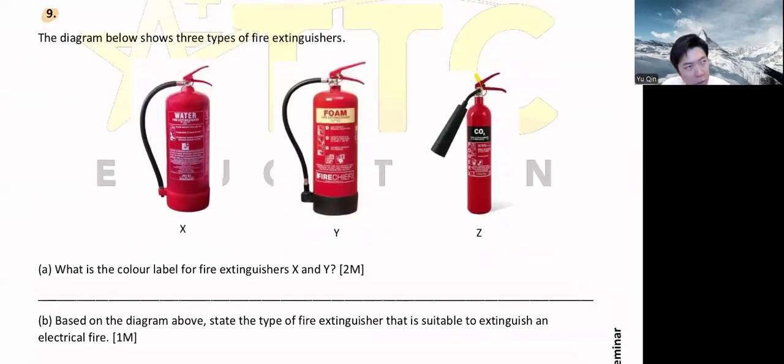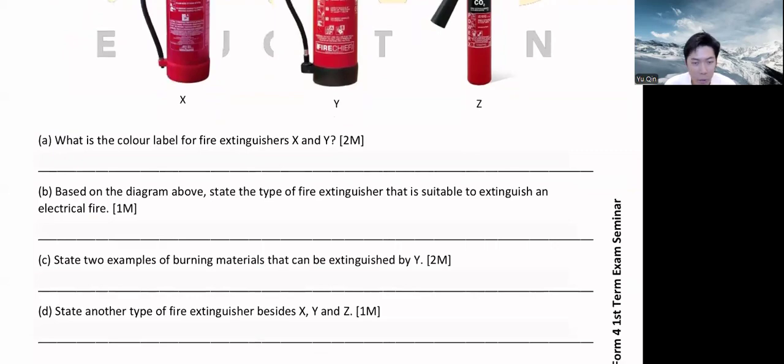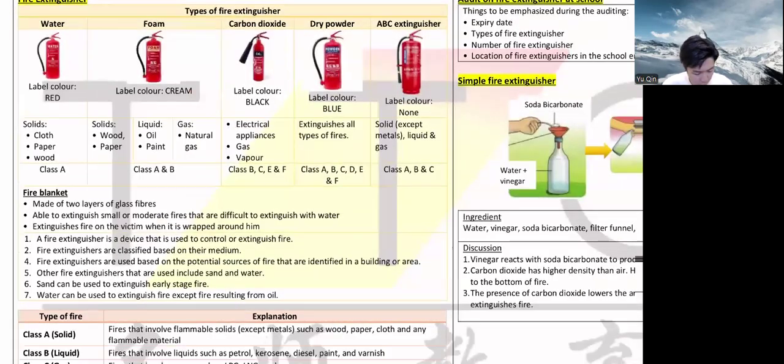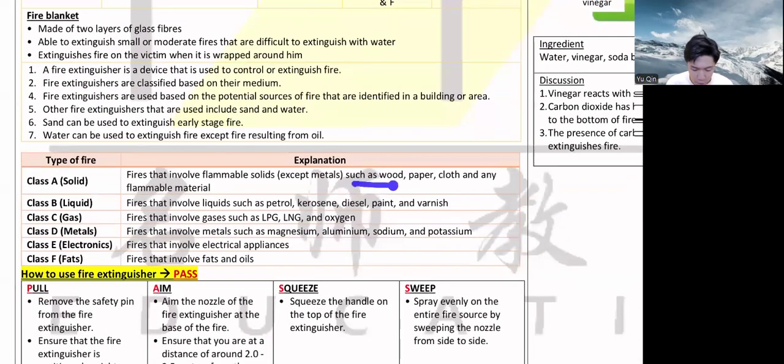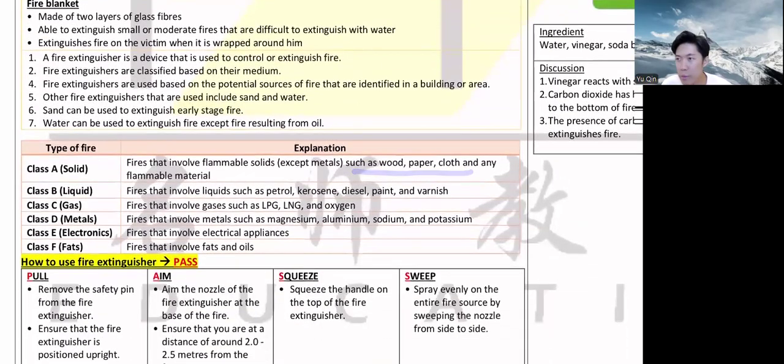Two examples of burning material that can be extinguished by Y. Foam is quite limited. Cannot be electrical stuff, cannot be metal stuff, must be something heavier than foam. So I think you're only down to A and B, class A and class B. So any solid stuff will be good. Solid stuff. Two examples of solid. You got a few here, right? Solid stuff like wood, paper. Go ahead. Yeah, wood and paper. Straightforward.